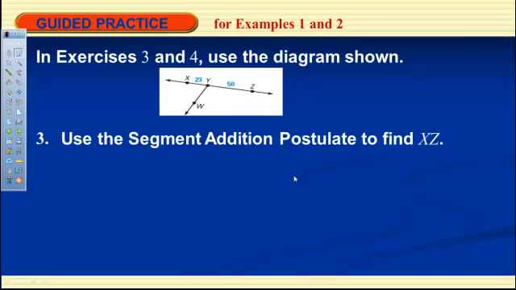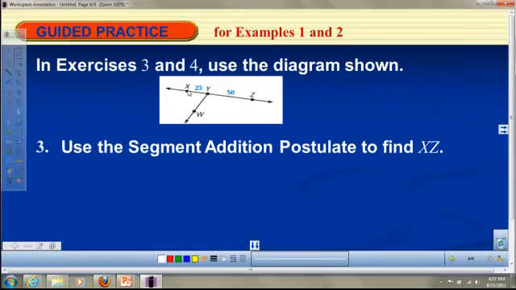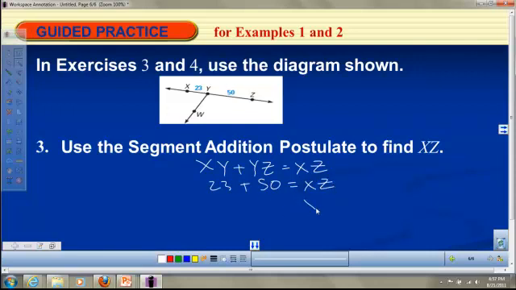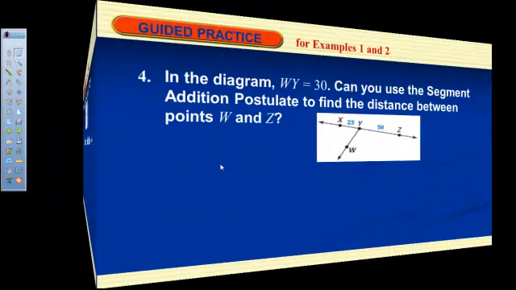Alright. It says to use the segment addition postulate to find XZ. This should be pretty easy. X is here. XY is equal to 23. YZ is equal to 50. So we know that XY plus YZ is equal to XZ. Therefore, 23 plus 50 is equal to XZ, and XZ is equal to 73. I hope this is getting across to you pretty well. I think this isn't too difficult of a concept.